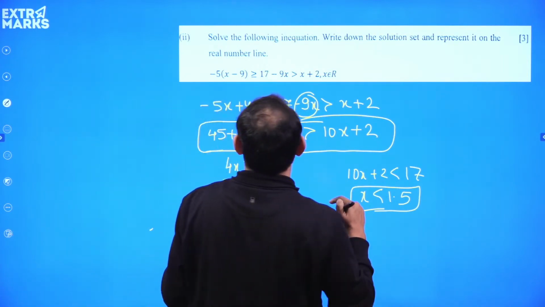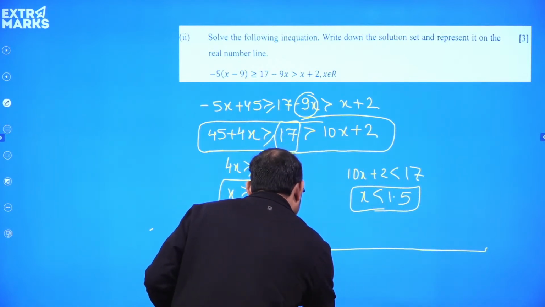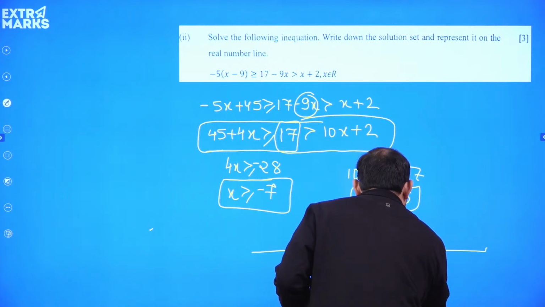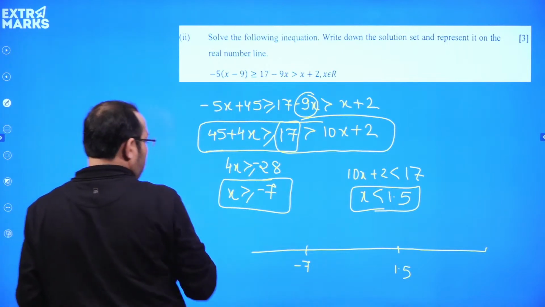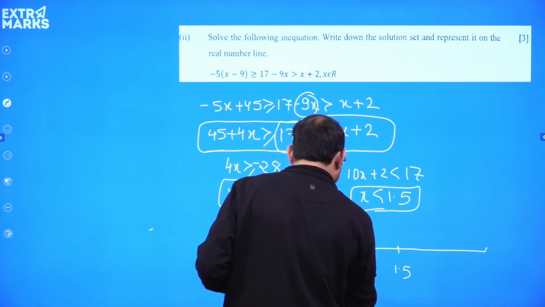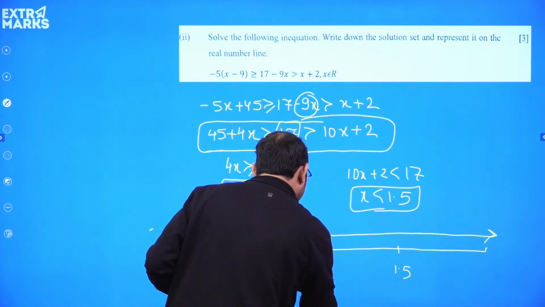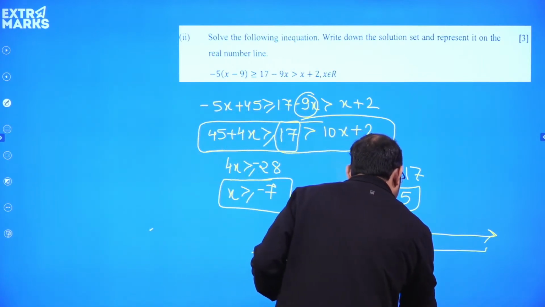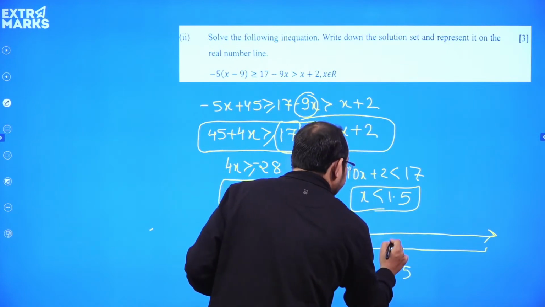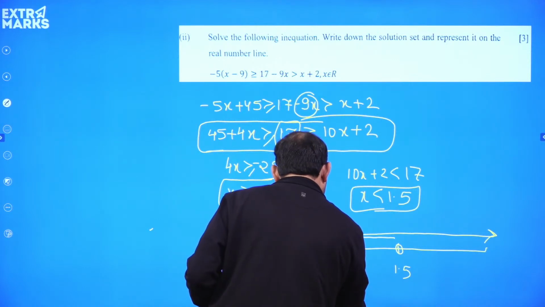So this is what you have to mark on number line. So if you have a number line like this, here if it is -7, here if it is 1.5. So first of all what's happening is, it's going greater than equal. So everything is covered from here including -7. But then at 1.5 they are saying it is less than this, and 1.5 is obviously not included. So basically this is the region we are talking about.